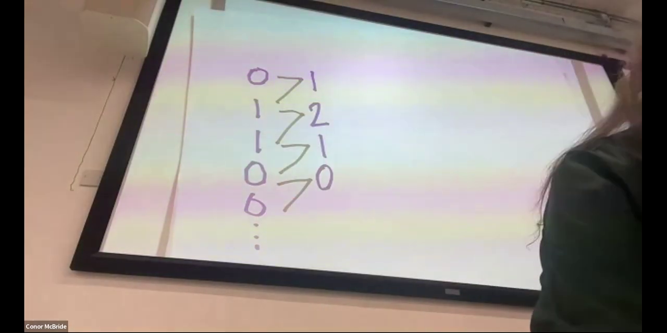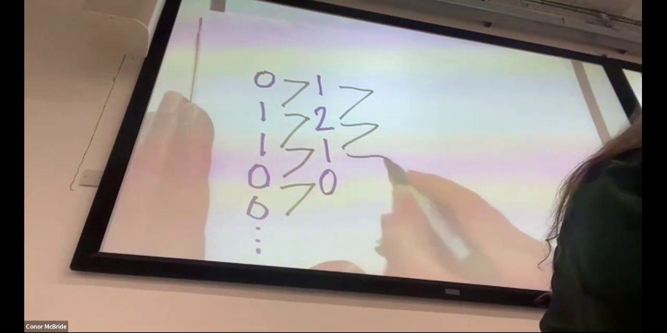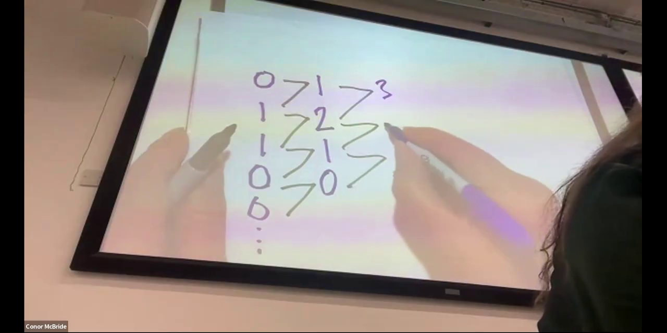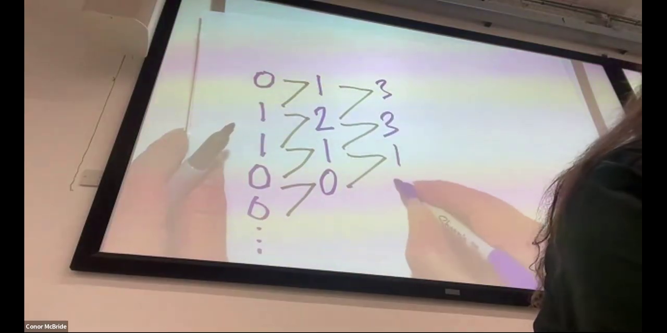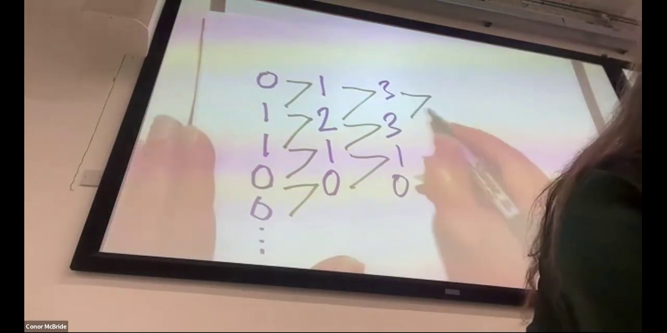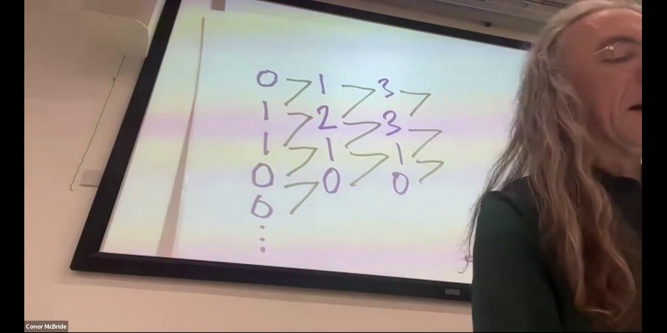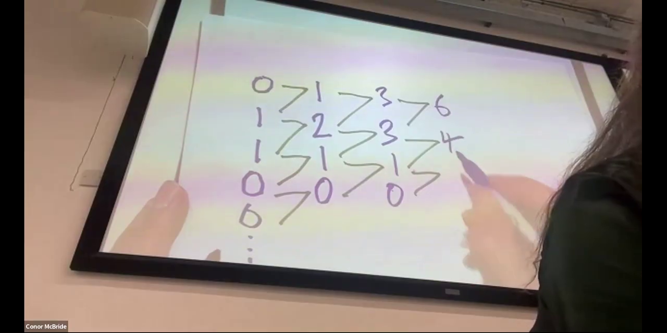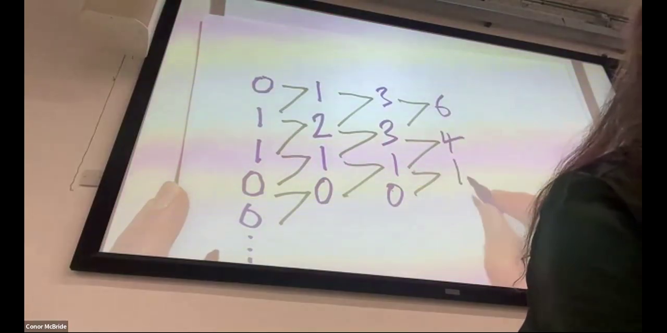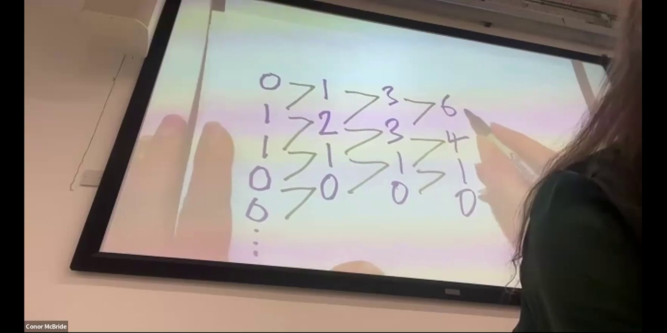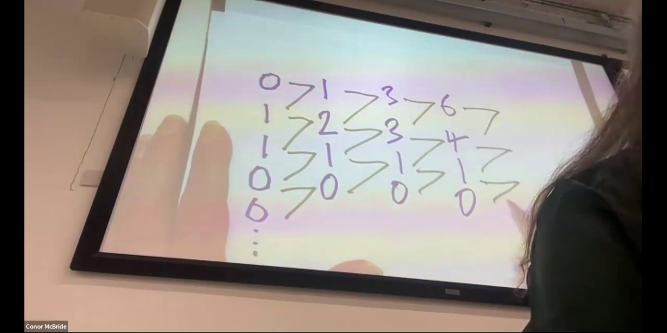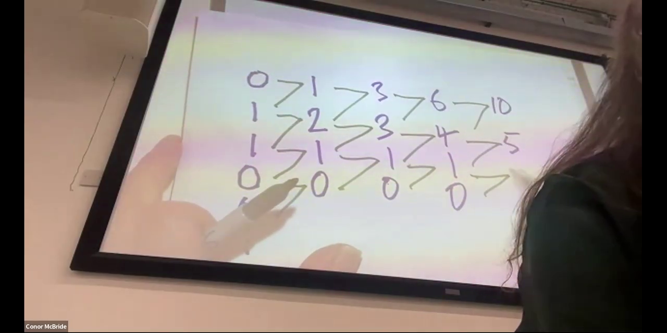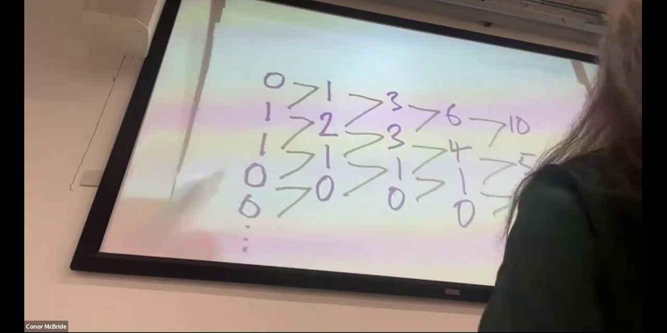I'll not bother with the zeros. So 1 and 2 is 3, 2 and 1 is 3, 1 and 1, still 1. We're still going to be 0 there. Let's truck on. 3 and 3, that's 6. 3 and 1, that's 4. 1 and 0, that's 1. And we've still got 0. Do another couple of these before we give up. 6 and 4 is 10. 4 and 1 is 5. 1 and 0 is 1. And then we're all zeros.